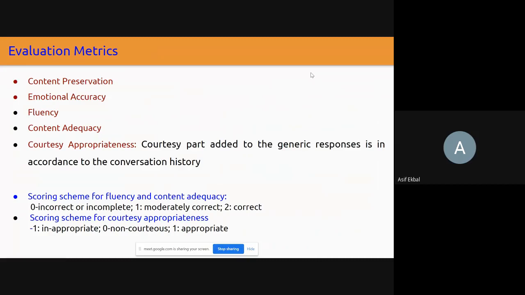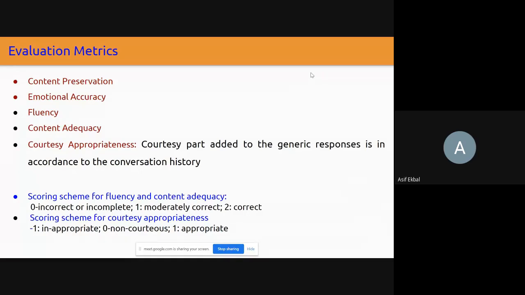Now for the evaluations, we used many metrics. For example, one is content preservation, then emotional accuracy. There are many metrics for doing this. Content preservation says whether the content you are generating is properly preserved, whether it is adequate. If, as I mentioned, you want to go to the Patna airport, and your bot is generating a response related to the Patna railway station, then your content is not properly preserved.